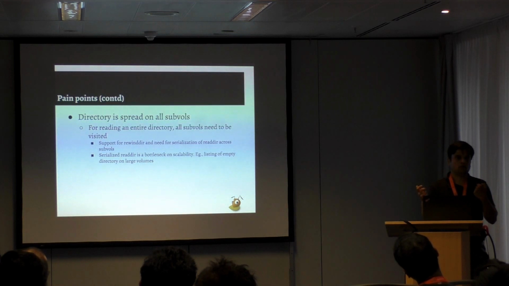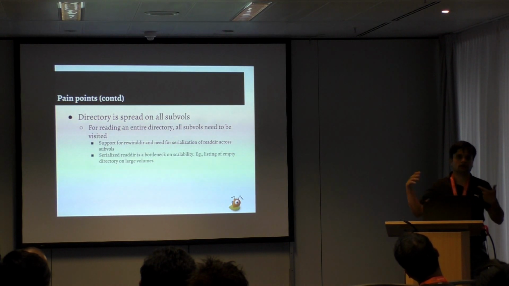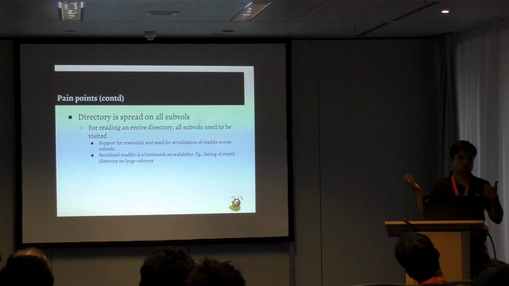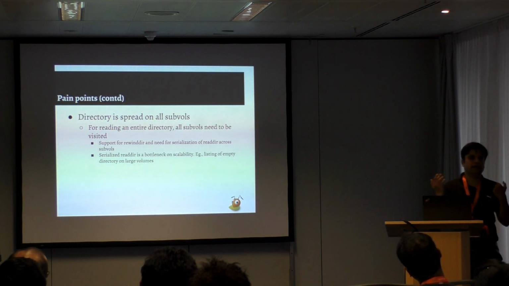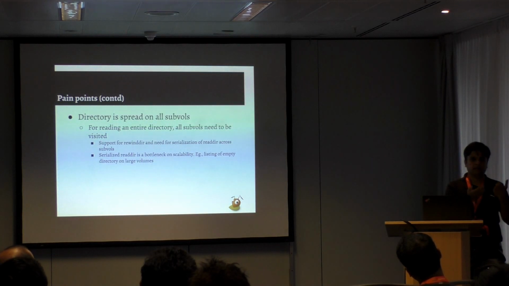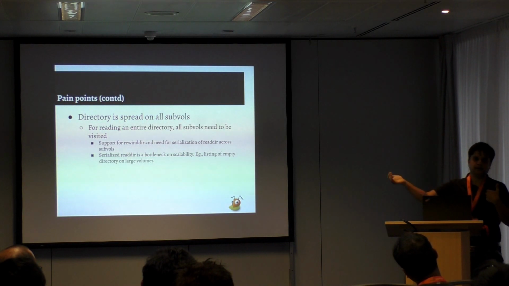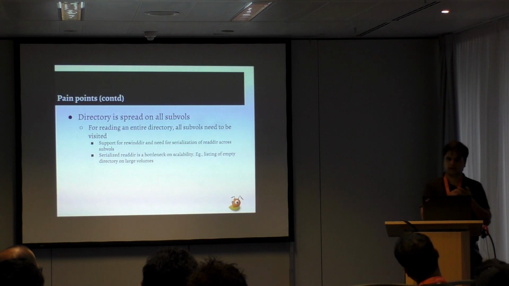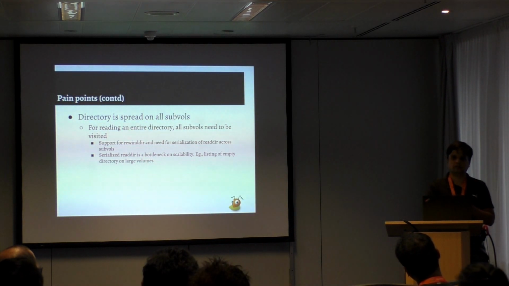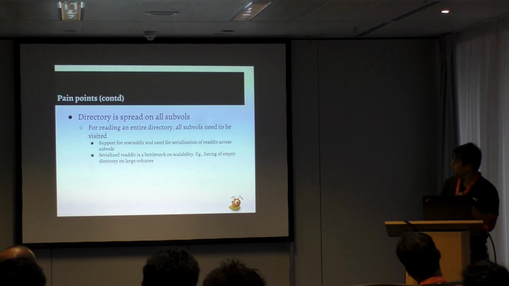To give a more standout example, let's say an empty directory on a big cluster. Let's say you have hundreds of subvolumes for DHT, and you try to do an ls in an empty directory. The current model is that it serially visits all the 100 subvolumes, and only then can the readdir complete. This makes it difficult for use cases like home directory users, where you don't expect too many files in a home directory. Yeah, so that's one of the major problems with DHT one.